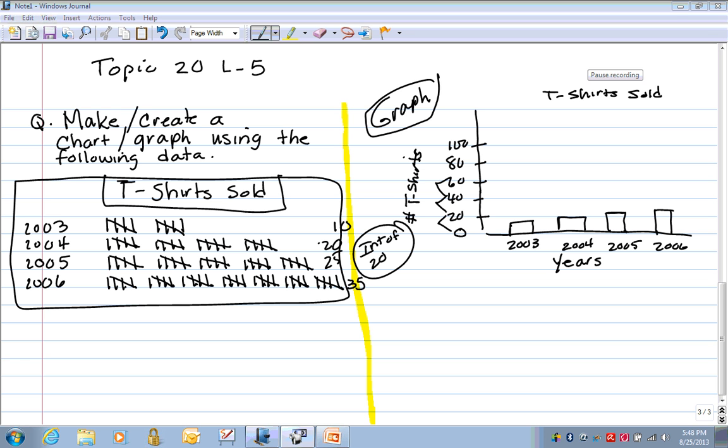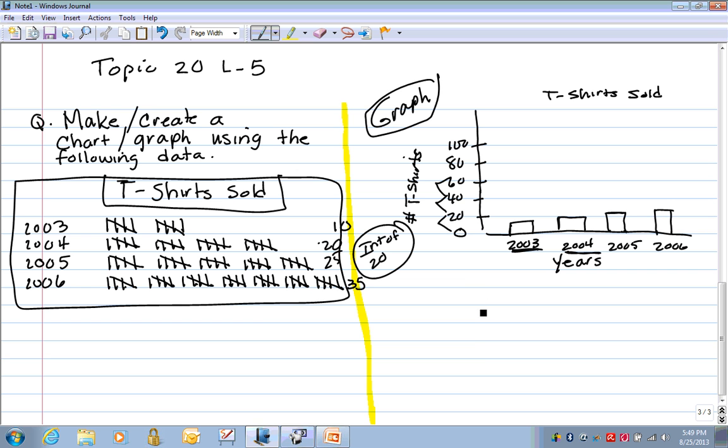Okay, if you look right away at our bar graph, it looks in 2004 that there were just a few more shirts sold than 2003, where our actual data shows 2004 sold twice as many, 2 times as many shirts as 2003. So right there you can see where this is a misleading graph.